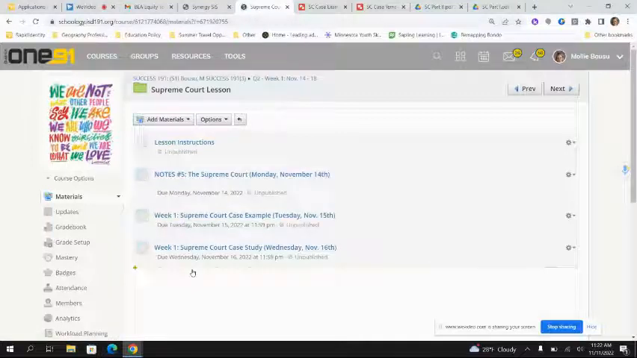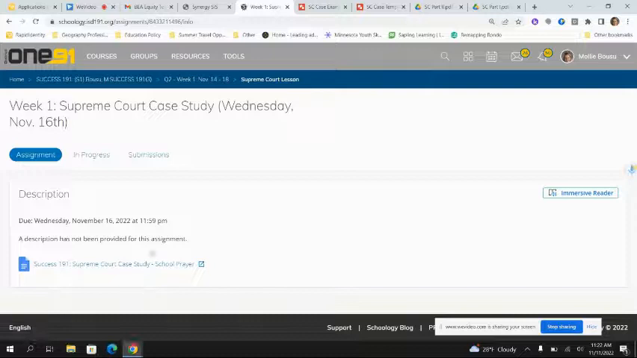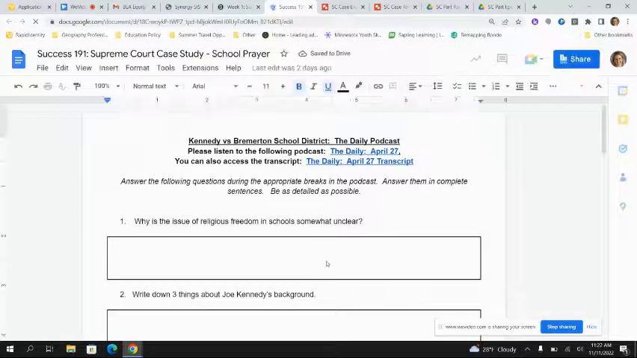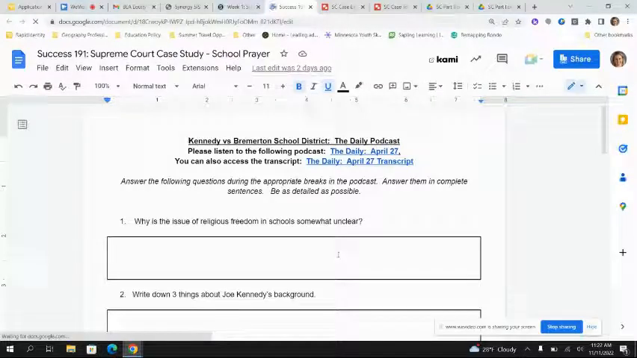Part 3 of the lesson is to listen about a more current Supreme Court case. In this case, it is the case of school prayer. This came from this past year, where a football coach was praying with his team at midfield, and he was fired for doing so because of the idea that prayer should not be part of the school day or just school in general.